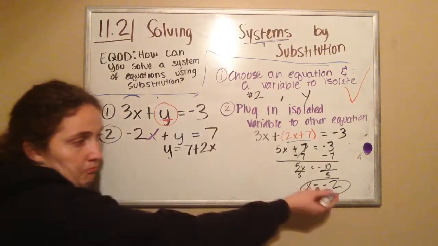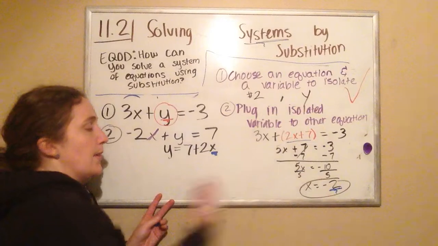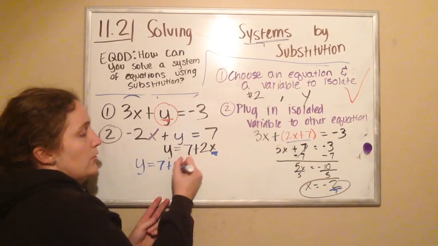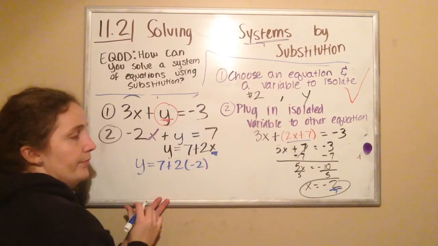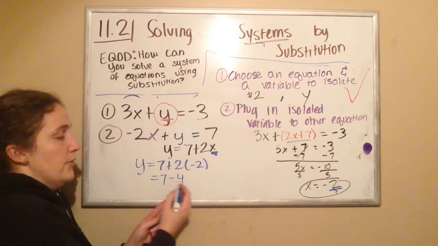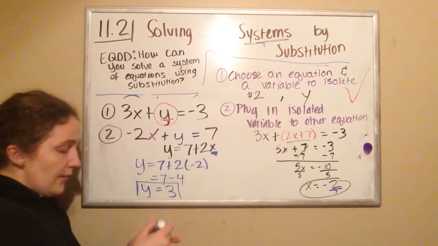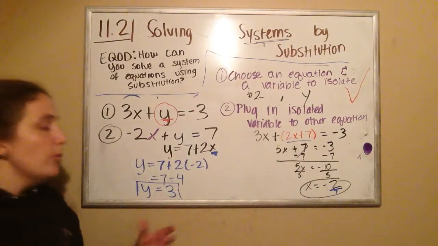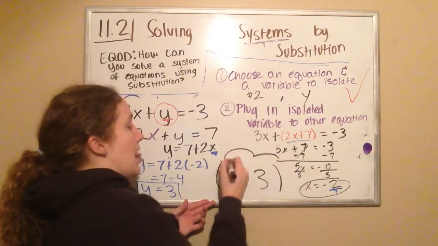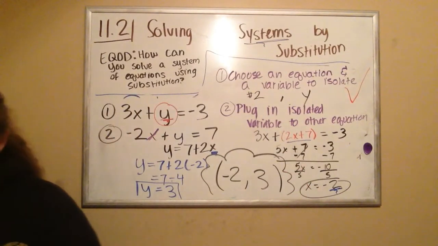So I'm going to say, well, alright, let's substitute again. Instead of x, let's plug in negative 2. We get y is equal to 7 plus 2 times negative 2. And we get 7 minus 4, right? 2 times negative 2 is negative 4, and we get 3. So we now have our y value and our x value. So we combine those together. We use both of those to get our answer of negative 2, 3. That is the answer, that is the solution to these equations.